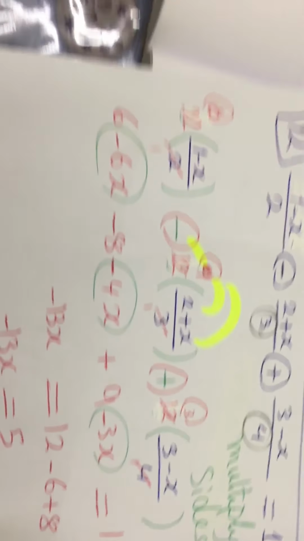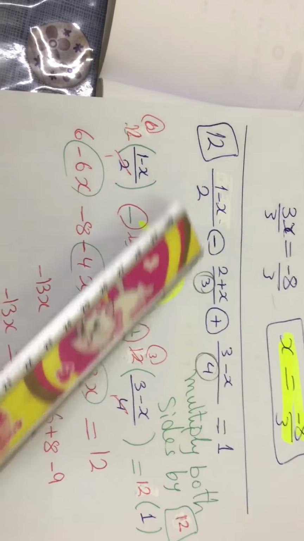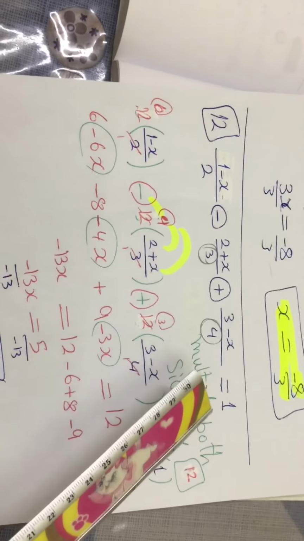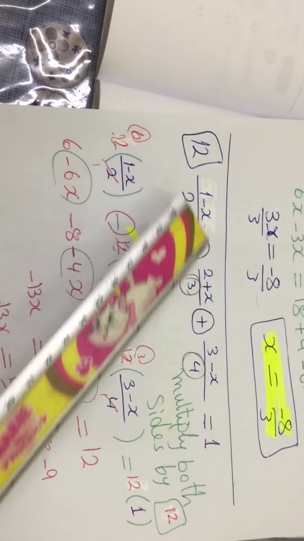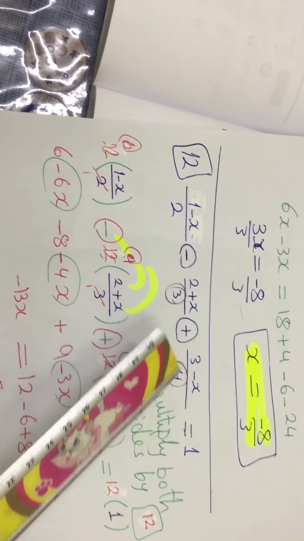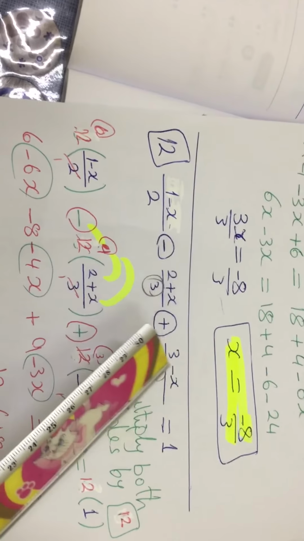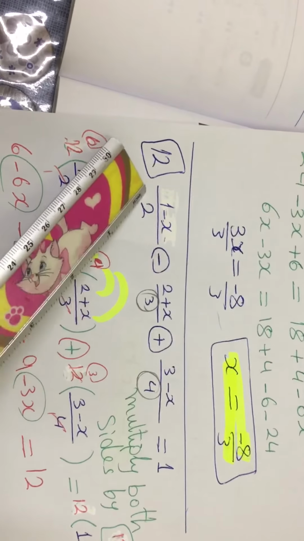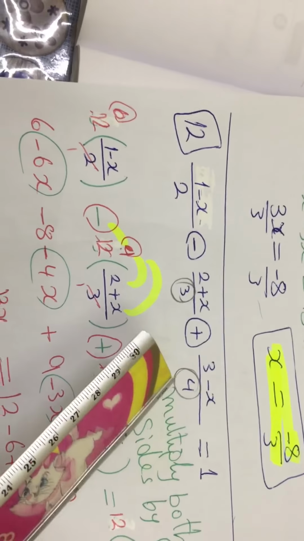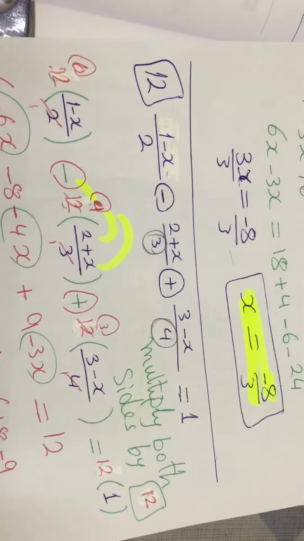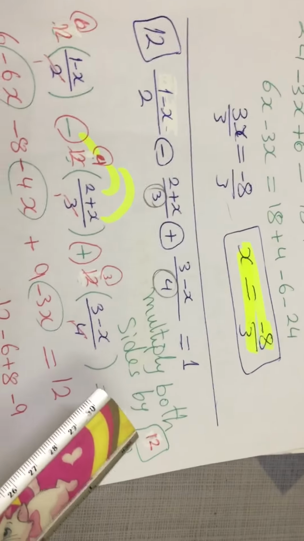I solve also number 12. I have three fractions on the left side, and the right side contains just one. The denominators are 2, 3, and 4. So what is the common? I can multiply all these terms by it to clear the denominator. I have 2, 3, 4. Let's multiply 3 times 4 equal 12. 12 is suitable. I can multiply both sides by 12.